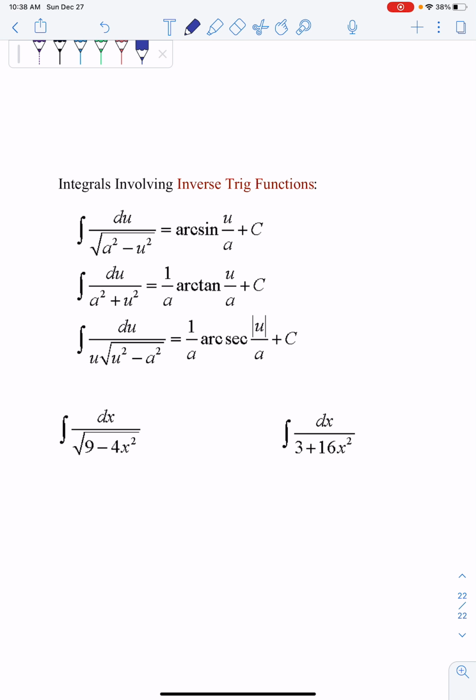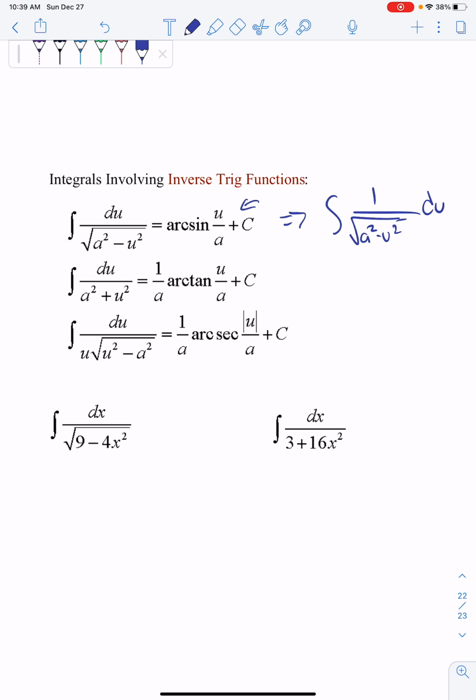So the integral of 1 over root a squared minus u squared. So if I have something, and I'm going to rewrite this just a little bit, as the integral of 1 over root a squared minus u squared, and then my du. Because the derivative is not always right on top, right? If you see something in this form with an a and a u squared on the bottom underneath the root, then that gives you a hint that this is your integral, okay?